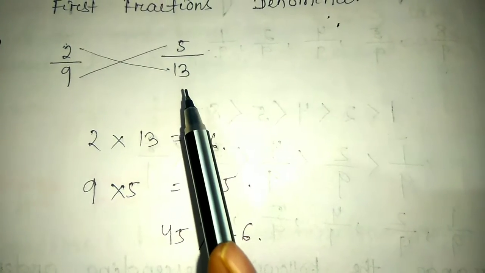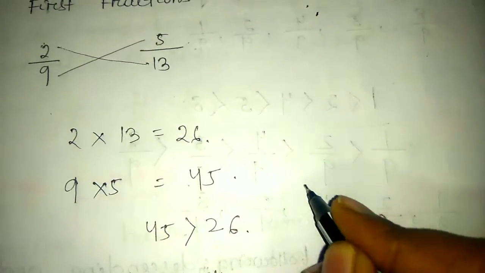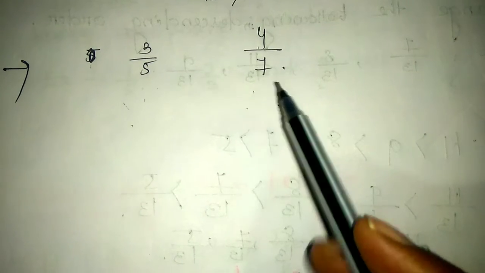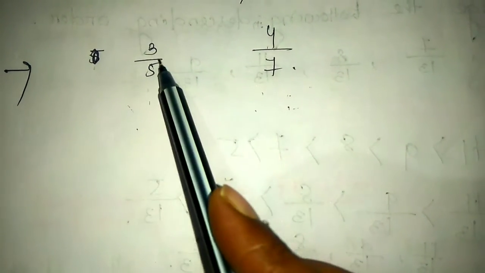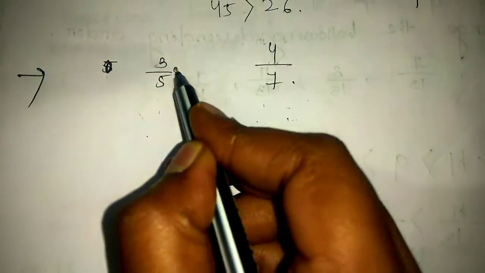So here the second fraction is greater than the first fraction. Now compare another two unlike fractions, 3 by 5 and 4 by 7. Their numerator and denominator are different, so we cannot just compare the numerator. Instead, we use cross multiplication tricks.